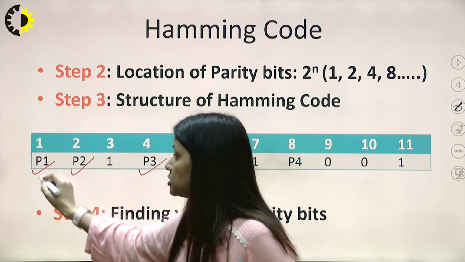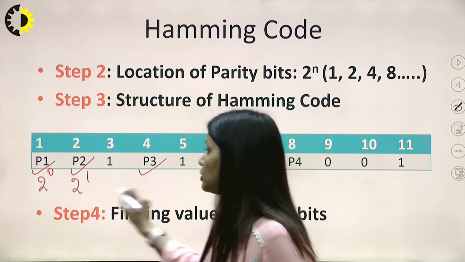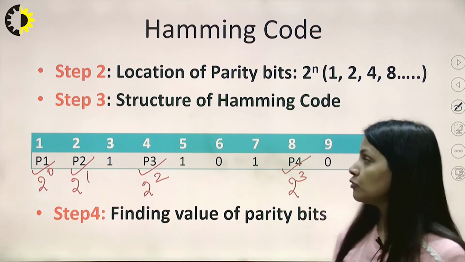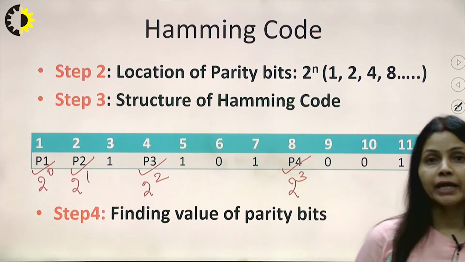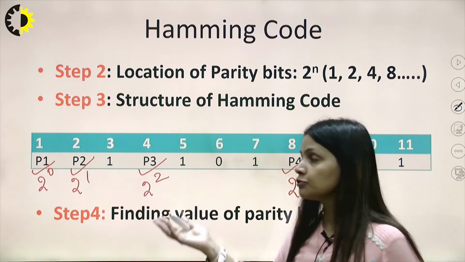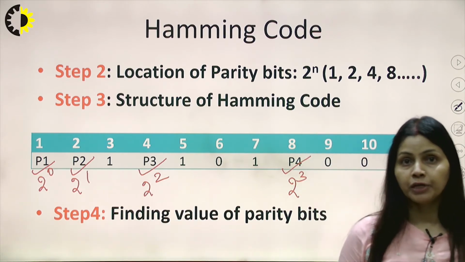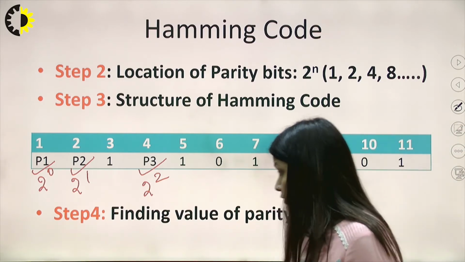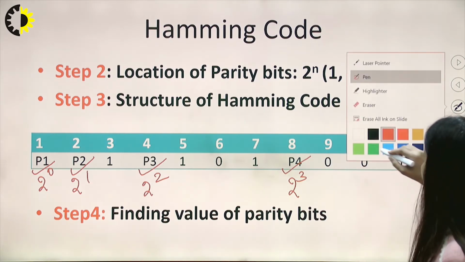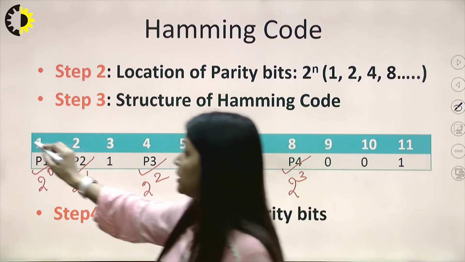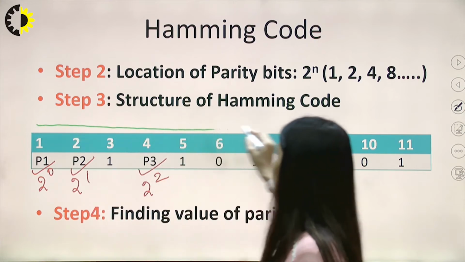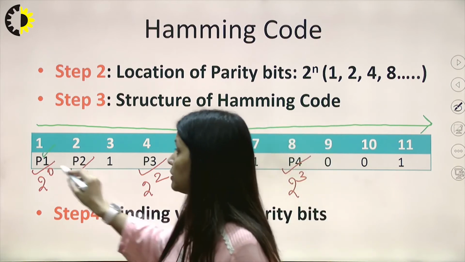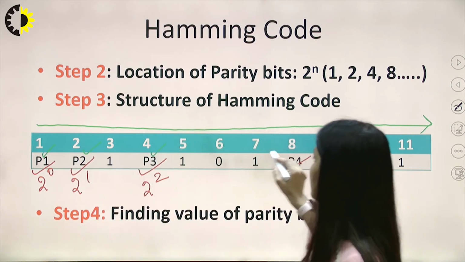2 raised to the power 0, 2 raised to the power 1, 2 raised to the power 2, and 2 raised to the power 3, that is the 4 locations of 4 parity bits. So these are the locations for the parity bits P1, P2, P3, P4. Okay, so here one thing we must note down, that we will write the sequence in this way: 1, 2, 3, 4 to 11, and then I will put my P1, P2, P3, P4.